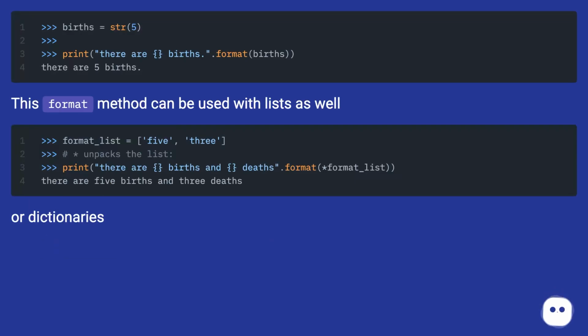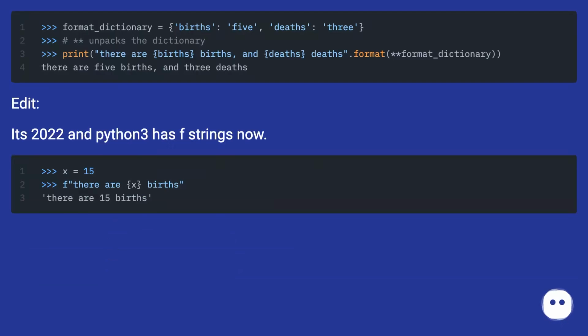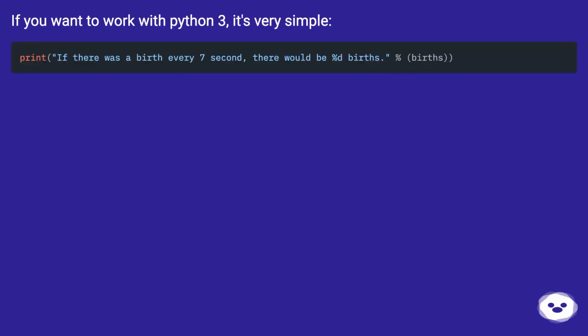This format method can be used with lists as well. Or dictionaries. Edit. It's 2022 and Python 3 has F strings now. If you want to work with Python 3, it's very simple.